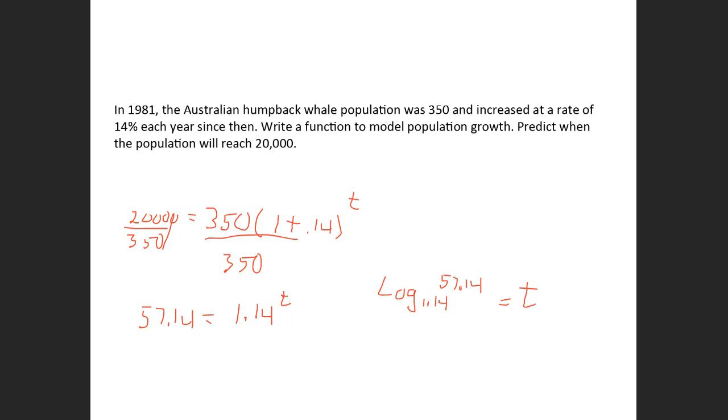Again, I have to write it down because I'm old and I forget when I jump over to my Desmos. So log base 1.14 of 57.14. All right, so I'm going to jump into Desmos, get rid of this. So log base 1.14 of 57.14, and I come up with 30.87 years. So about 30 years it's going to take for that population. So I'm going to go 30 years.